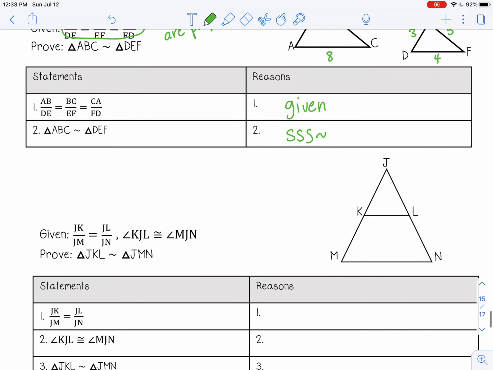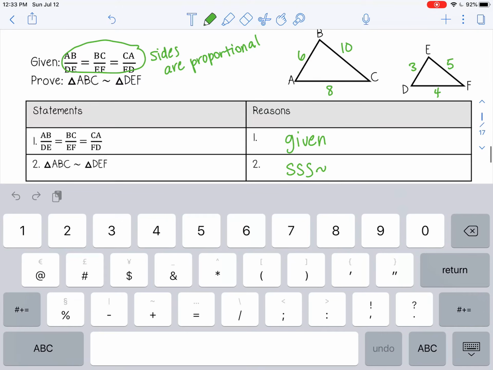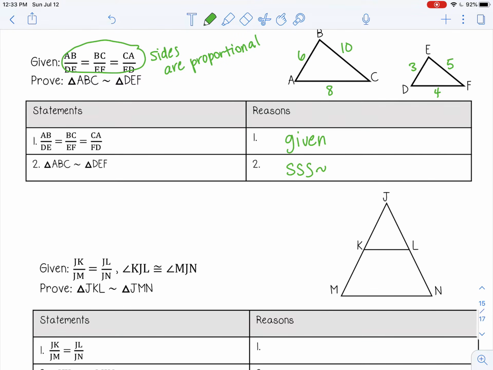All right, and then in the next example, we're told that JK is proportional to JM and JL is proportional to JN. So basically, this over this is the same as this over this. So we have two pairs of proportional sides. Then it also tells us that angle KJL is congruent to MJN. Okay, so let me draw these separately just so we kind of have an idea of what it's talking about. So the two triangles we're talking about here are the little one on top and then the whole one, MJN.